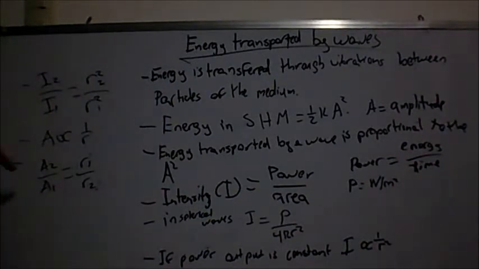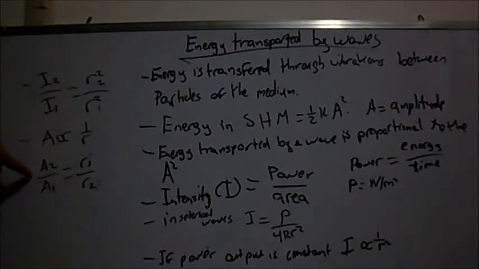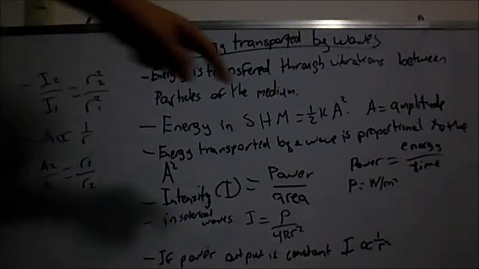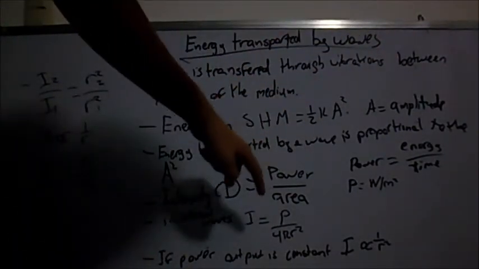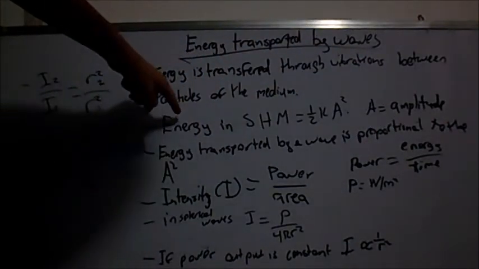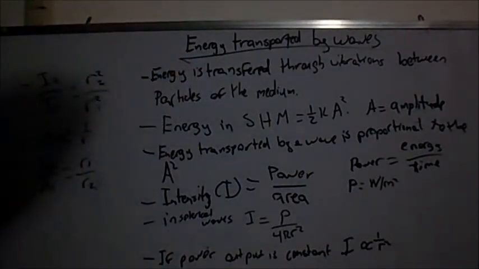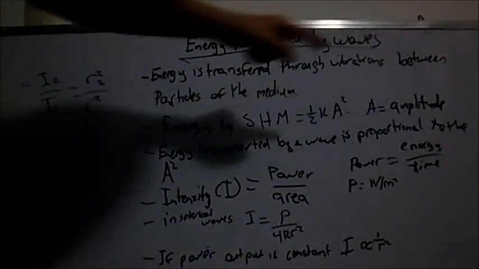So the same thing applies for the amplitude. Amplitude 2 over amplitude 1 is equal to radius 1 over radius 2. The further away you are from the source, the bigger is going to be your radius, but the closer you are, the bigger is going to be your amplitude. So A2 over A1 is equal to R1 over R2. Just to clarify, to remember, power is energy over time, and intensity is power over area. So that's why it's related to the amplitude, because energy is transferred through vibrations between particles of the medium, and the energy transported by a wave is proportional to the amplitude squared.